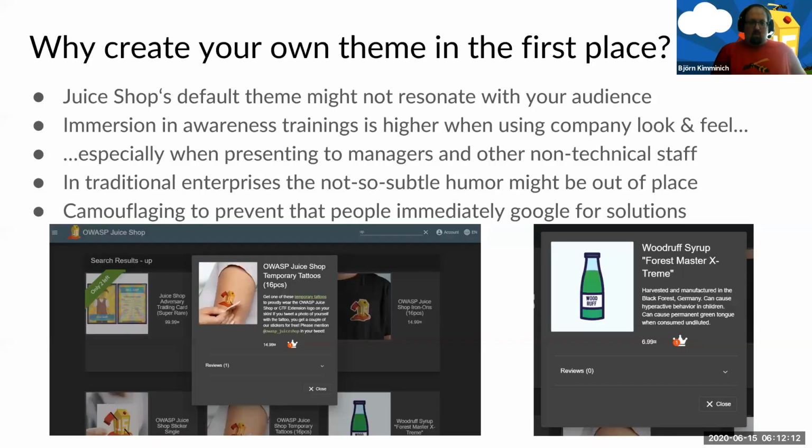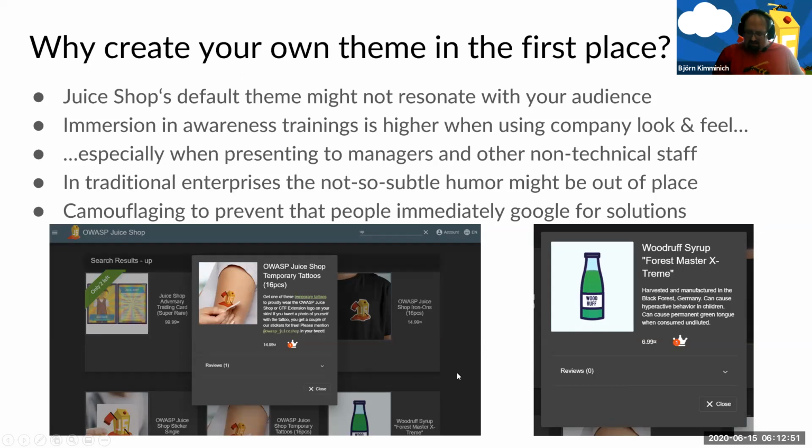So why create a theme of the Juice Shop in the first place? If you know the Juice Shop, you might know that it doesn't look that bad, I guess. It has lots of interesting products, mostly related to, well, juice, obviously, but also some merchandise products of the project itself. So why would you want to make it look different? There are different reasons. First of all, the default theme itself might just not resonate with your audience. People might not like the dark layout or might not like the product at all, for example.